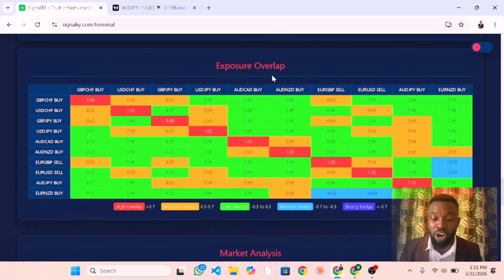Then when you come here, you see your exposure overlap. Now, the exposure overlap helps you to filter out trades so that you do not over leverage your portfolio.